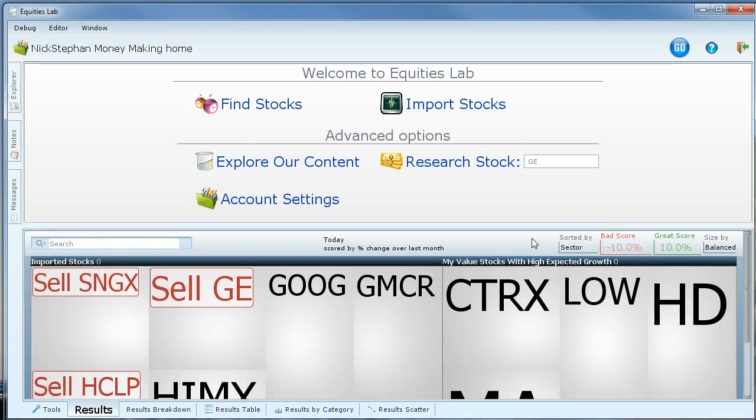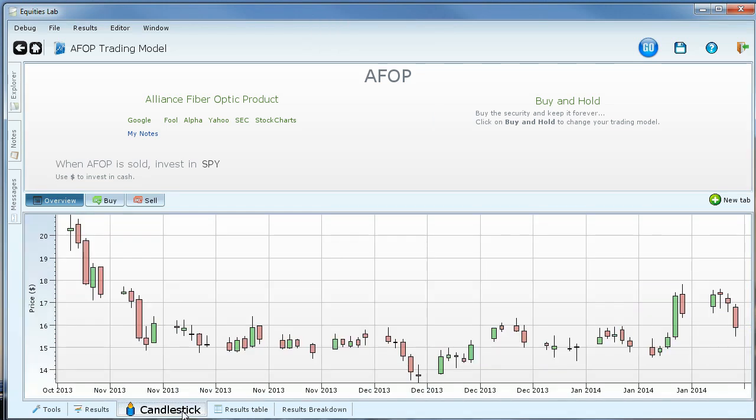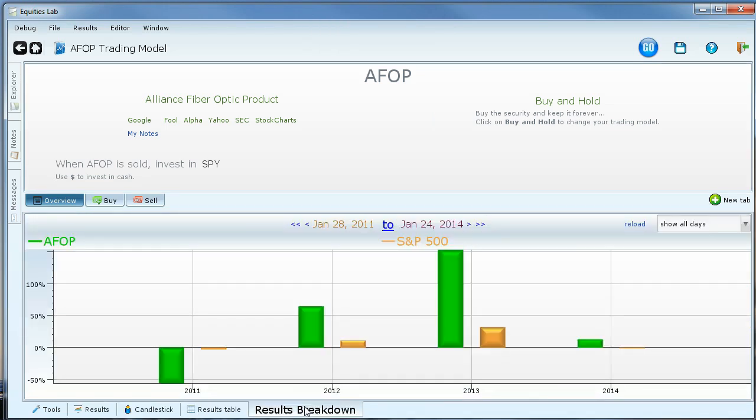Notice we saved that watch list, and again it shows up on your account screen. Now this little research a stock feature takes you directly to a chart on the stock. Now on this chart we have a candlestick available, as well as a breakdown that compares performance year by year to the market. In 2013, AFOP increased 153%, while the S&P 500 grew close to 32%.